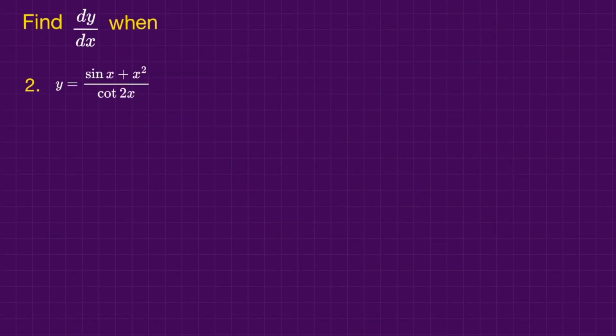Next, number 2, the function is y equals sin x plus x square over cot 2x. Okay, so here first I will try to implement the quotient rule. Remember the quotient rule? Let me write it once. d/dx of u over v. So if I have to differentiate this using the quotient rule, then the formula was v du over dx minus u dv over dx, divided by v square. So using this quotient rule, we will try to get the thing done. So here sin x plus x square can be considered as u and cot 2x can be considered as v.